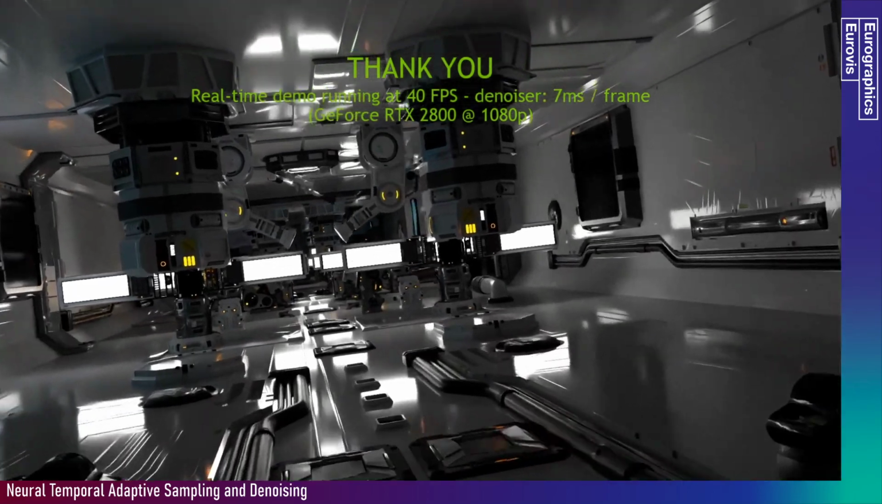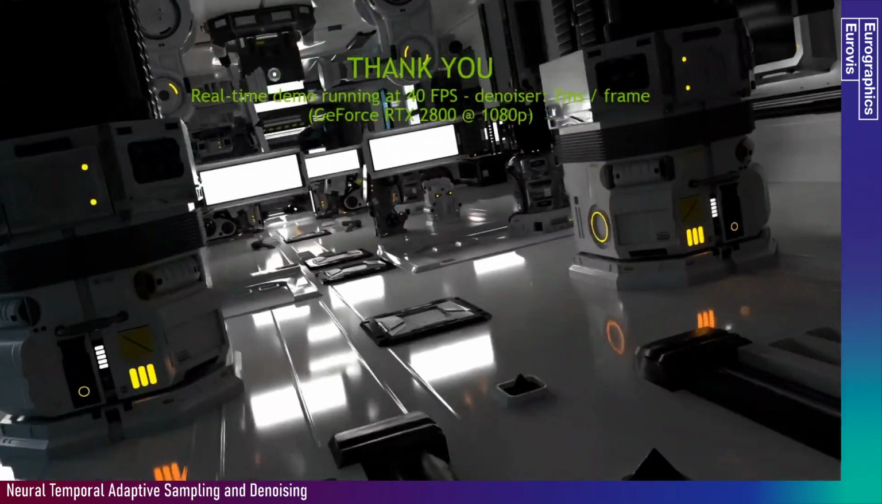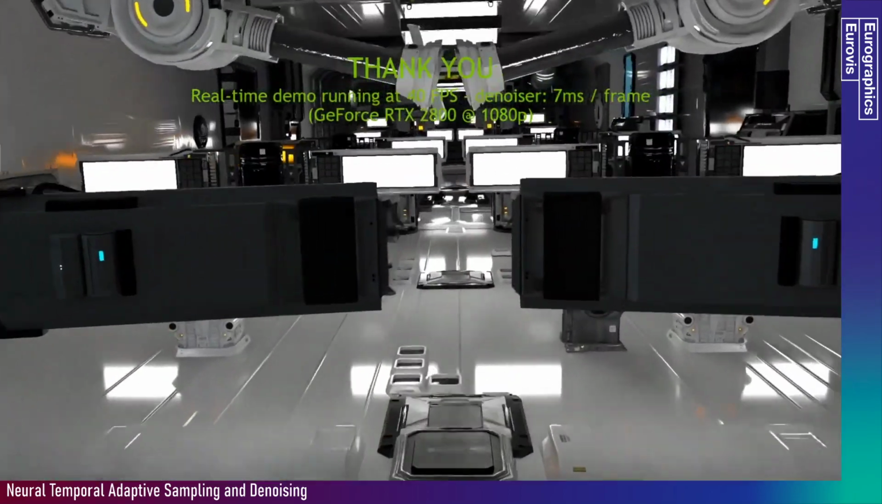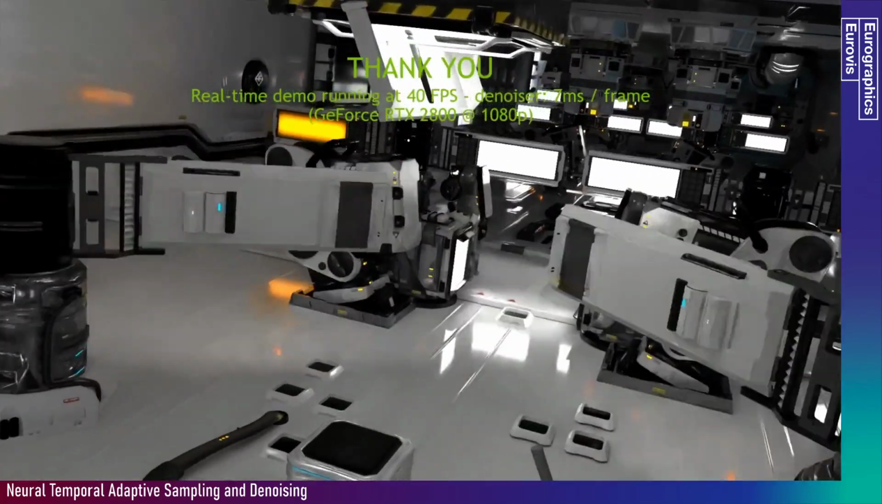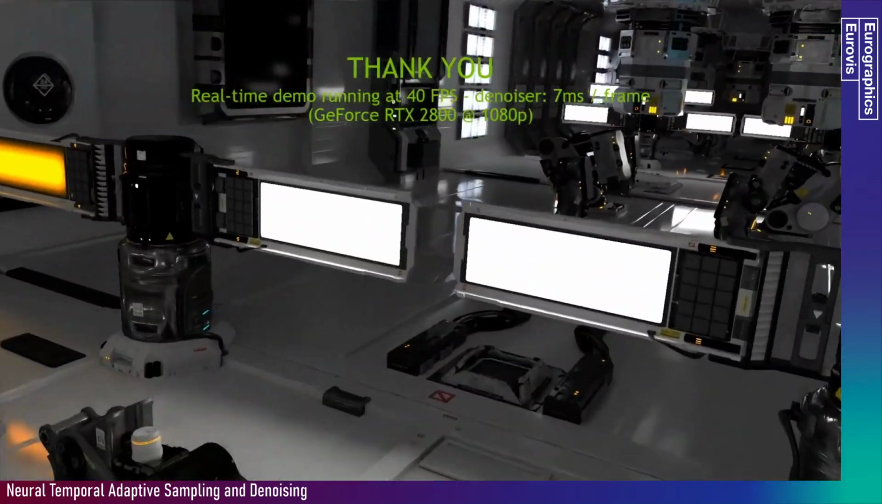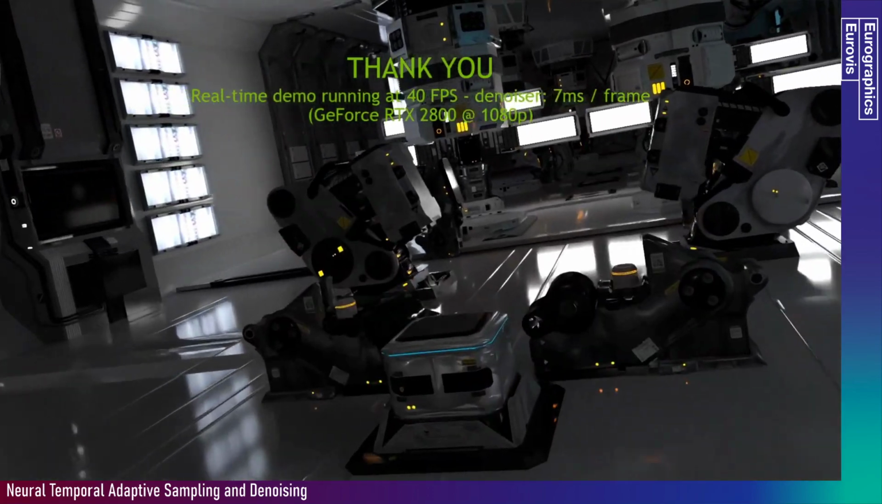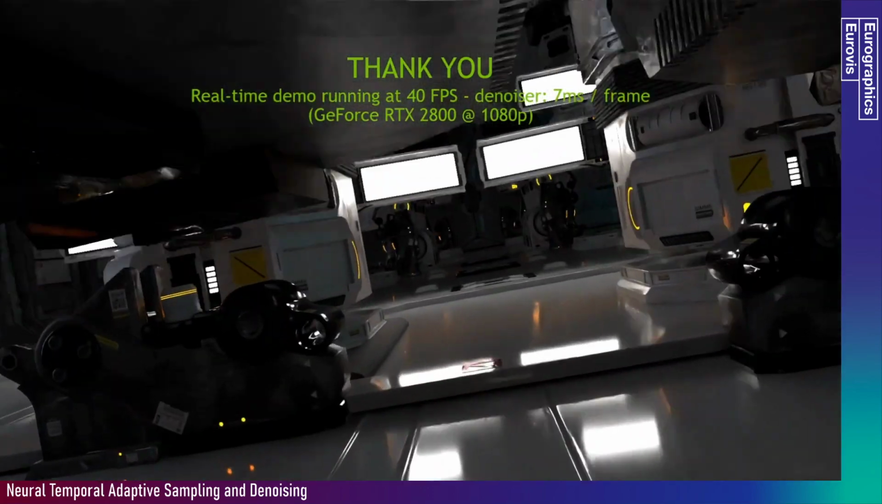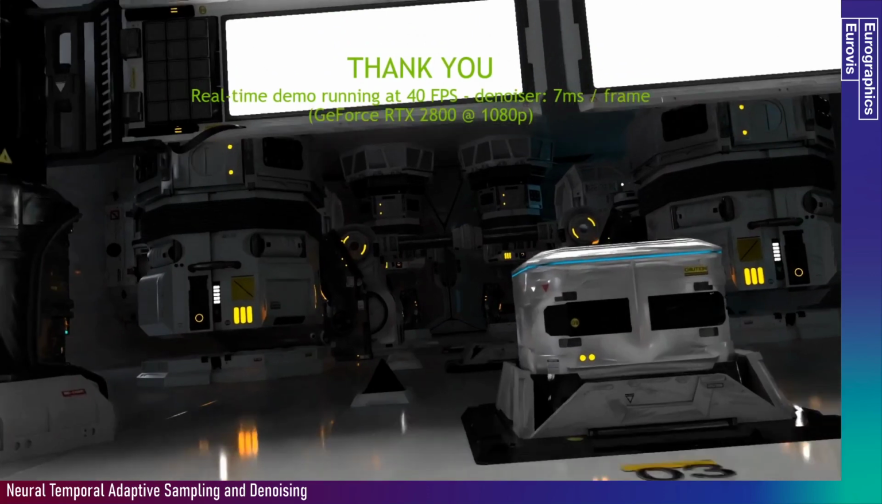With that, I thank you for your attention and leave you with a real-time path tracing demo that NVIDIA showed last SIGGRAPH. It's been continually developed and now runs at about 40 frames per second with a stripped-down version of our denoiser using about 7 milliseconds per frame.